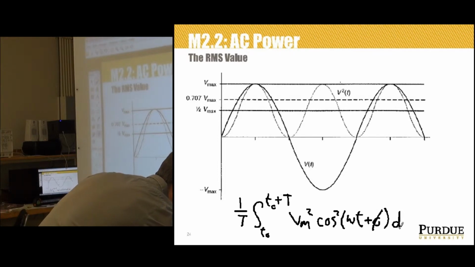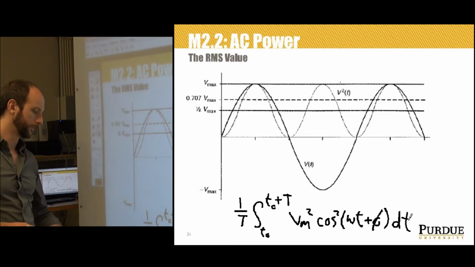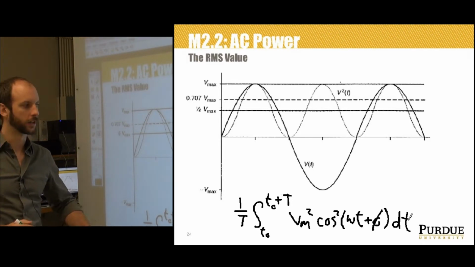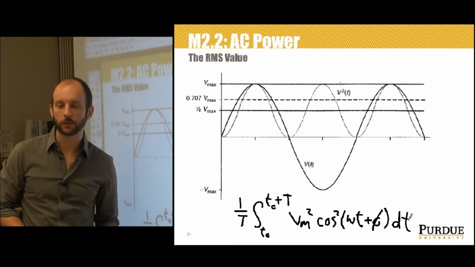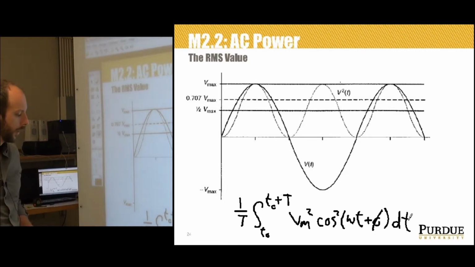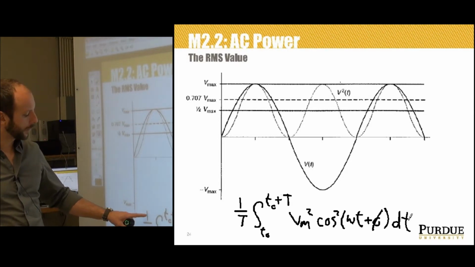And then we're integrating over time, so dt. So that's actually how you find the average value of the squared waveform. You integrate over the waveform. That gives you the total area bound by the curve. You want to do it over one period. And then you divide by the total length of one period.